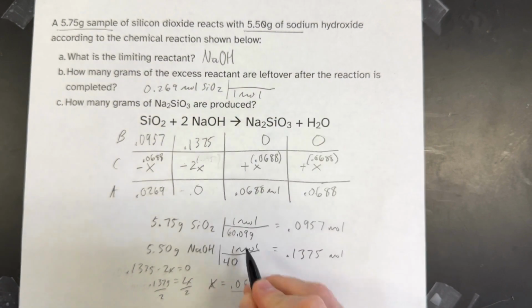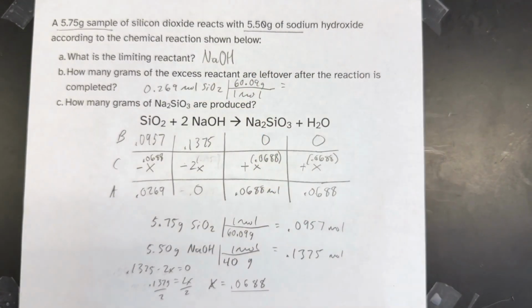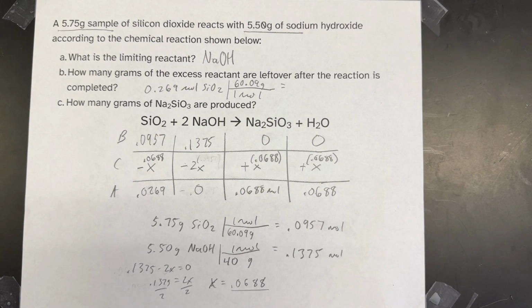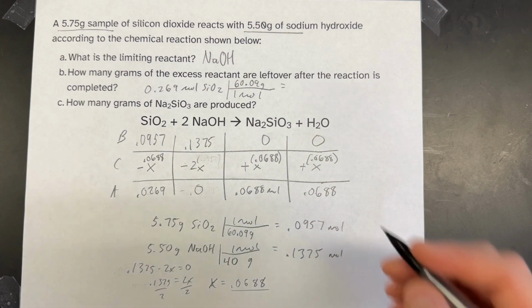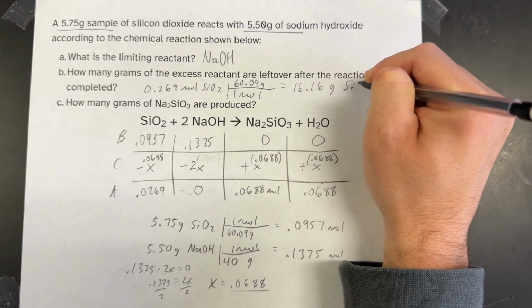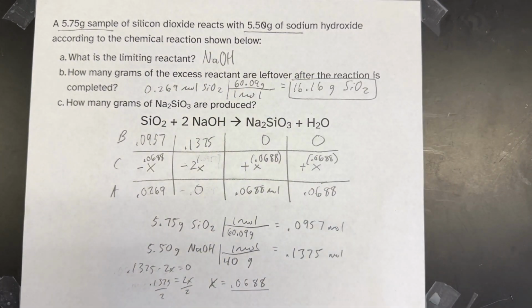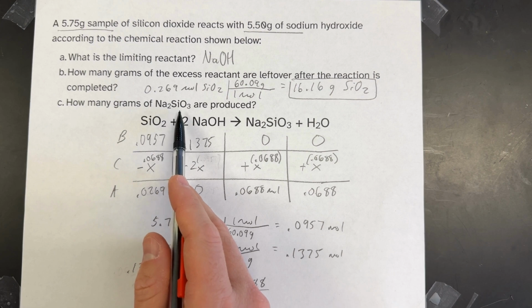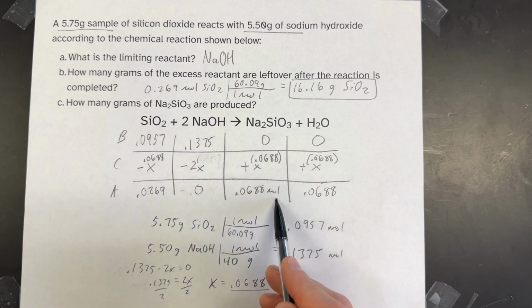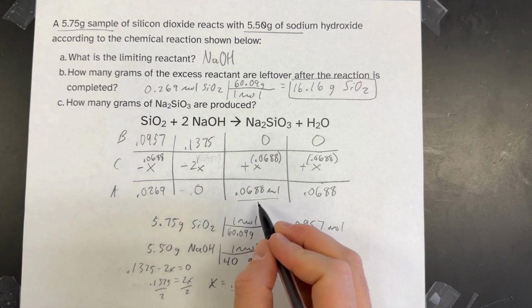So 1 mole, I can use my molar mass I got earlier of 60.09. And so I can do 0.269 times 60.09 to get 16.16 grams of SiO2 left over. And finally, how many grams of Na2SiO3 are produced? Well, this is the number of moles of Na2SiO3 that are produced. So I can just take this and convert it from moles into grams.